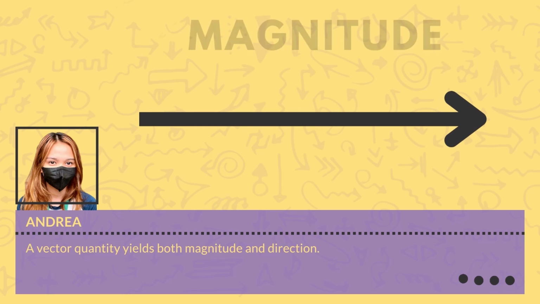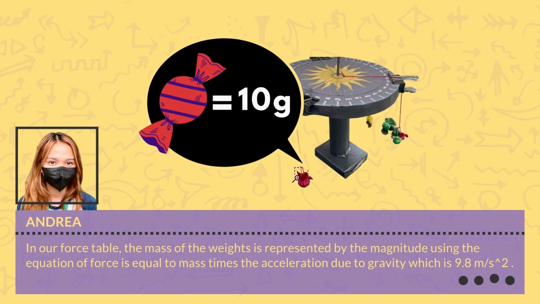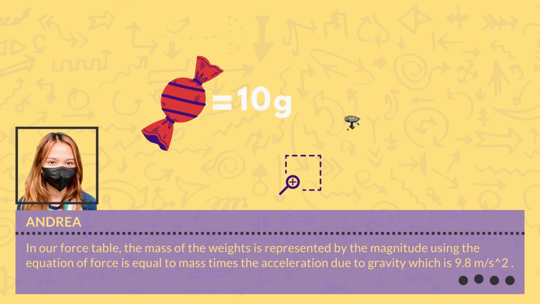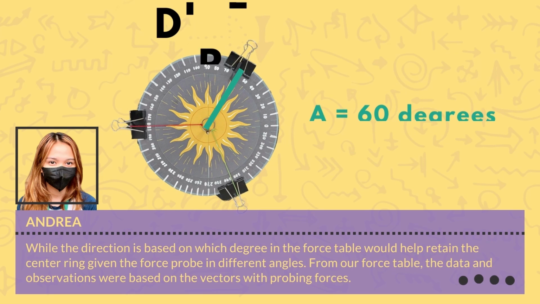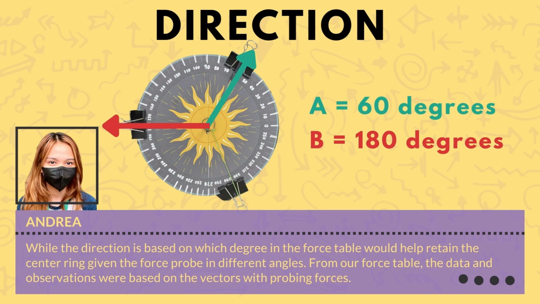A vector quantity yields both magnitude and direction. In our force table, the mass of the weights represented the magnitude using the equation of force, which equals mass times the acceleration due to gravity, 9.8 meters per second squared, while the direction is based on which degree in the force table will help retain the center ring given the force probe in different angles.